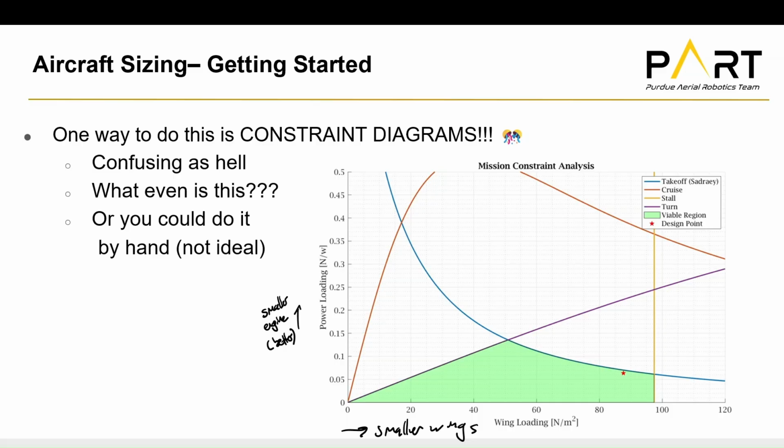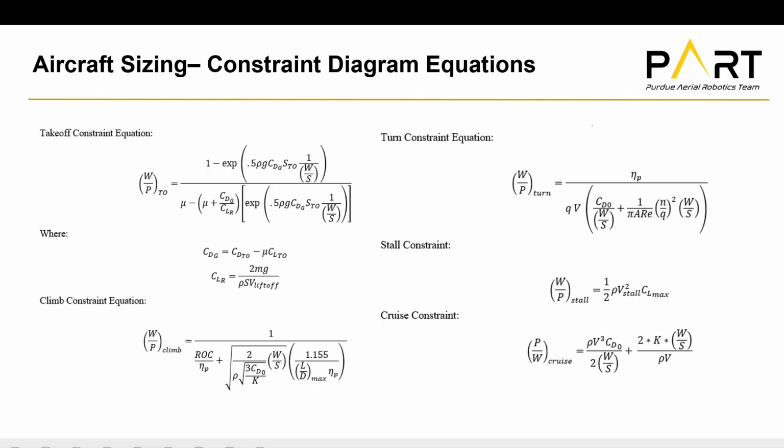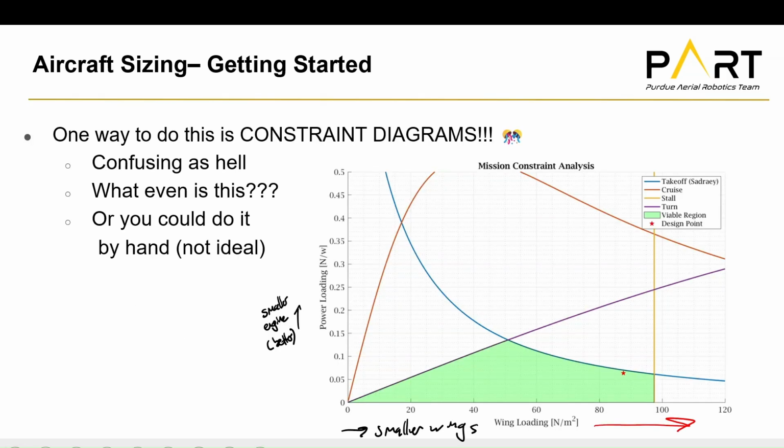On the x-axis again, as we go up the x-axis, we get smaller and smaller wings. Okay. All of these lines are constraint lines. They're based on these equations here. Okay, so pretty complicated equations that get these lines. All right. Let's take a look at turn, for example. Our turning constraint is based on the angle that we turn at, right? And our takeoff constraint is based on our runway length.